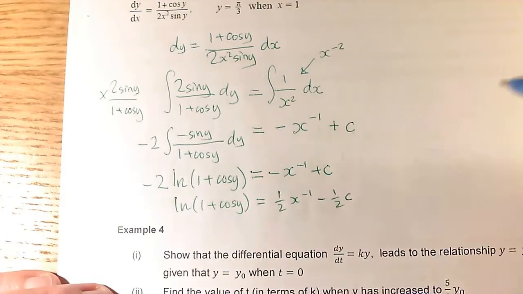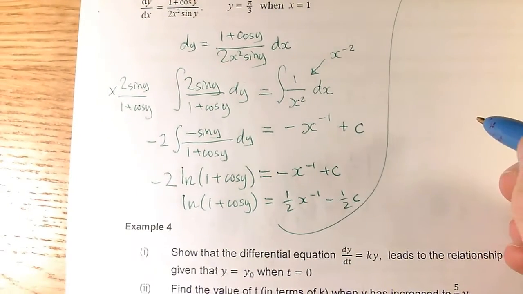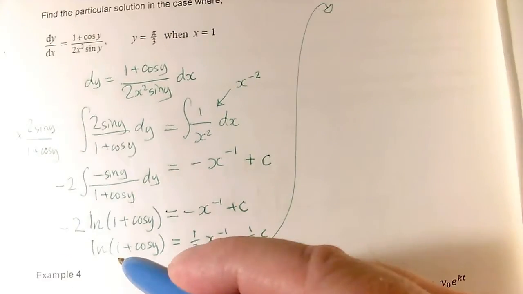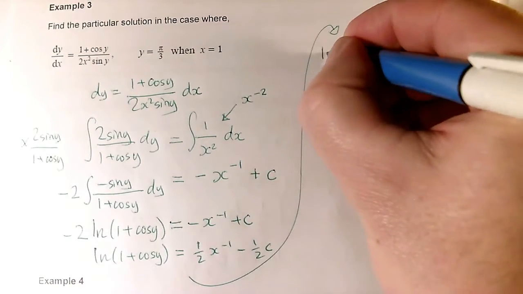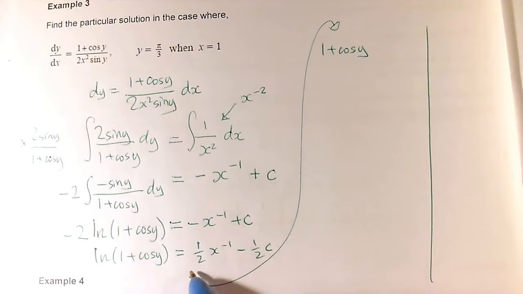Okay, so what we're going to do is we're going to do e of both sides. So I'm going to have to go in columns again. So when I e the right hand side, the log goes away. So I'm going to get 1 plus cos y. And when I e this, I'm going to need some scribble space. I'm going to e this bit here.